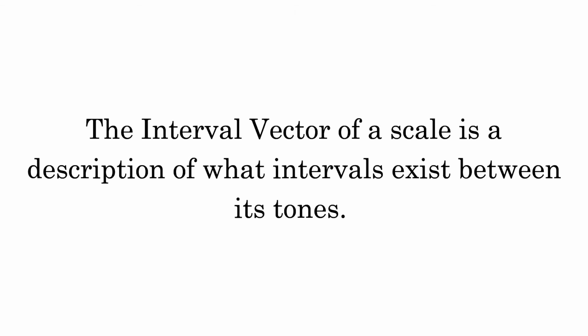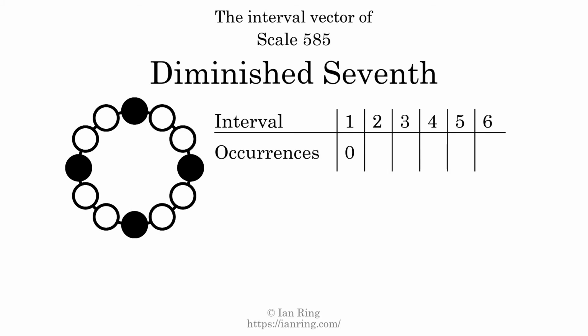The interval vector of a scale is a description of what intervals exist between its tones. There are no intervals with the size of 1 semitone. There are no intervals with the size of 2 semitones. There are 4 intervals with the size of 3 semitones. They are here, here, here, and here. There are no intervals with the size of 4 semitones. There are no intervals with the size of 5 semitones. There are 2 intervals with the size of 6 semitones. They are here and here. Each interval does not appear in this scale a unique number of times, so this is not a deep scale.